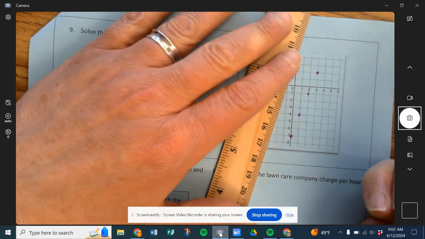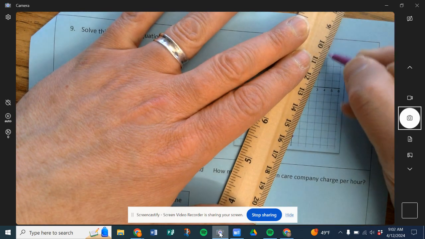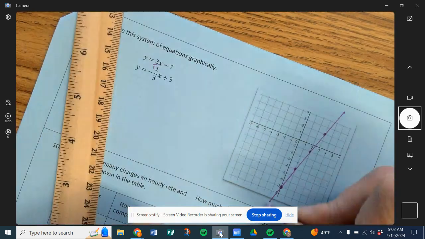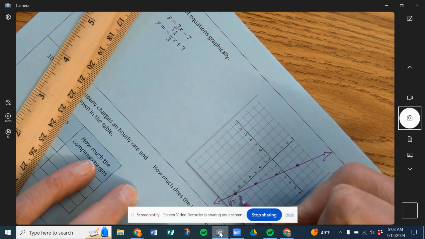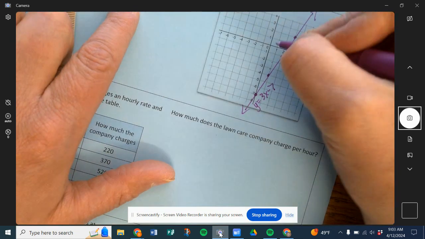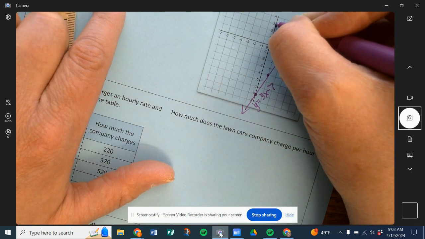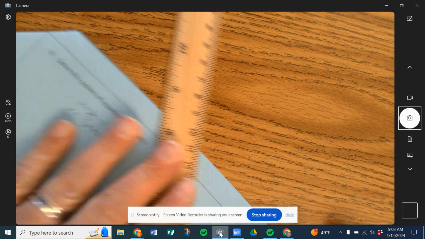You'll notice technically I only need 2 points to draw a line, but the more points you have, the straighter your line is going to be. And I'm going to label this as 3x minus 7. Okay. And the other one, I start at +3, and then I go down 1 and right 3. So down 1, right 3. Oh, look at that. That's where they cross. Oh my gosh. It's amazing.